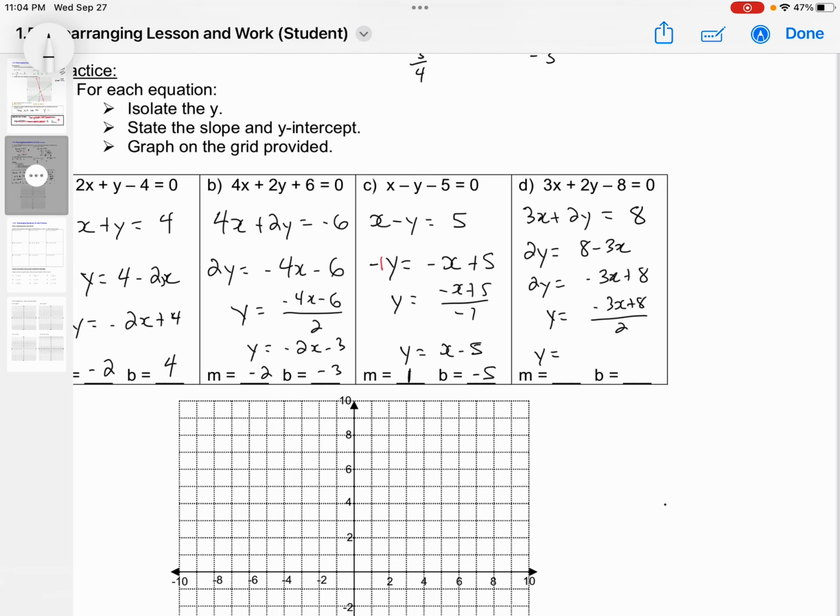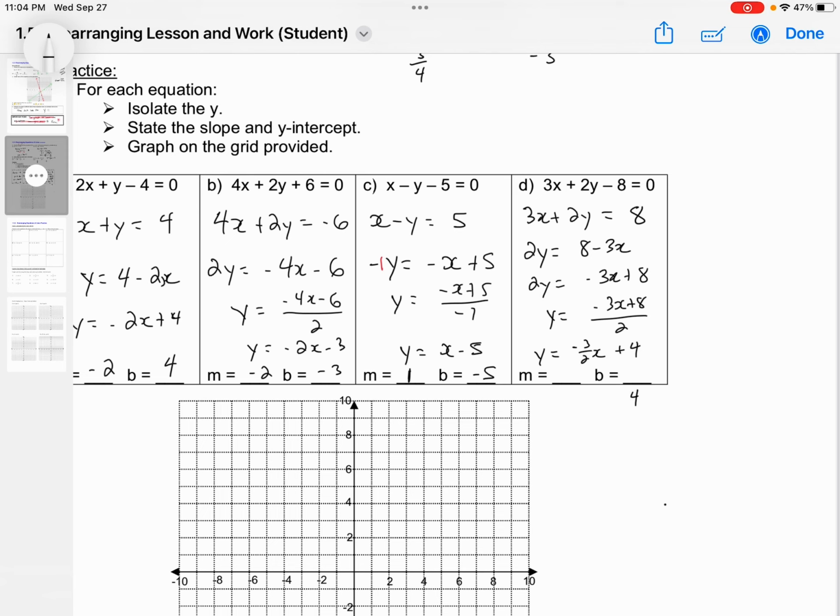So the x term becomes negative 3 divided by 2. And the constant term, or the number, becomes 8 divided by 2, which is 4. I just divided each one of those. And I'm going to write these underneath. Maybe you've got room on your sheet to write them in the spot, but it goes right there. 4 and negative 3/2.